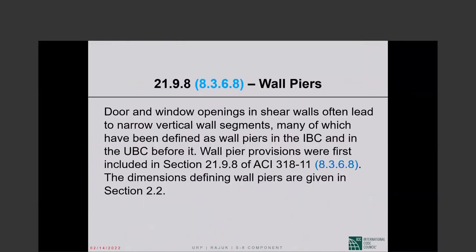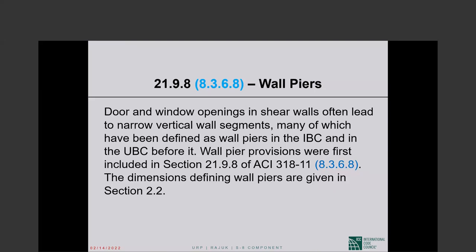Okay, that brings me to the last topic of the day, wall piers. Door and window openings in shear walls often lead to narrow vertical wall segments, many of which have been defined as wall piers in the IBC and in the UBC before it.